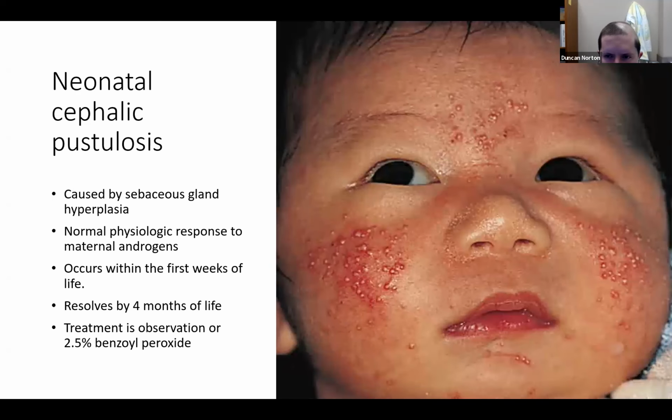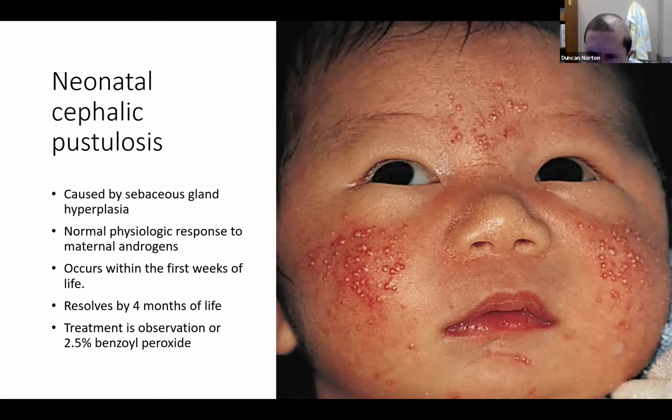Next, you have neonatal acne. The new term is neonatal cephalic pustulosis. We have to have big old fancy names for simple things now. And these are typically caused by sebaceous gland hyperplasia due to maternal androgens. It's a normal physiologic response. They typically occur within the first week of life. They resolve before the infant turns 6 months. Most of the time, the treatment is going to be reassurance for this. Tell them not to try and pop them.